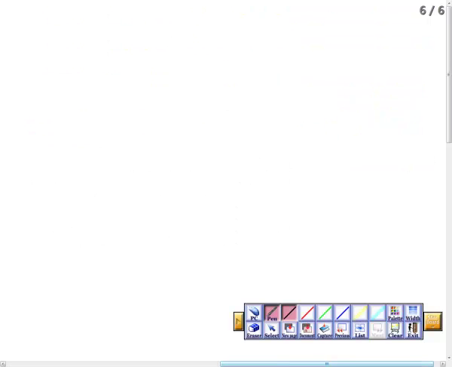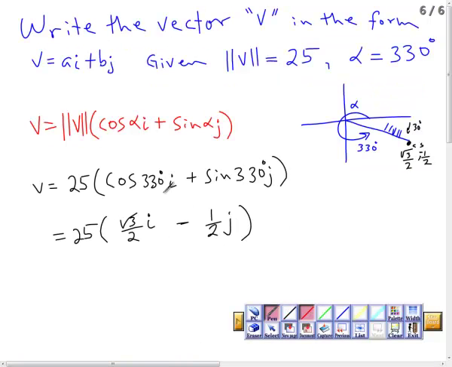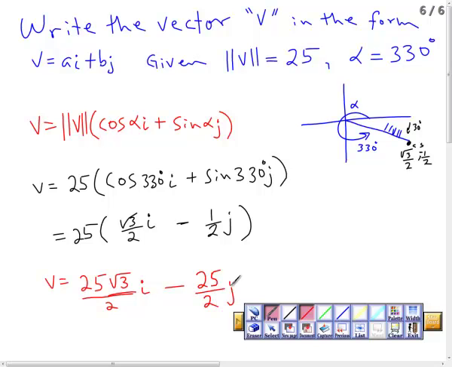And so now if we distribute the 25, we get 25 square root 3 over 2 I minus 25 over 2 J. And that is our vector.